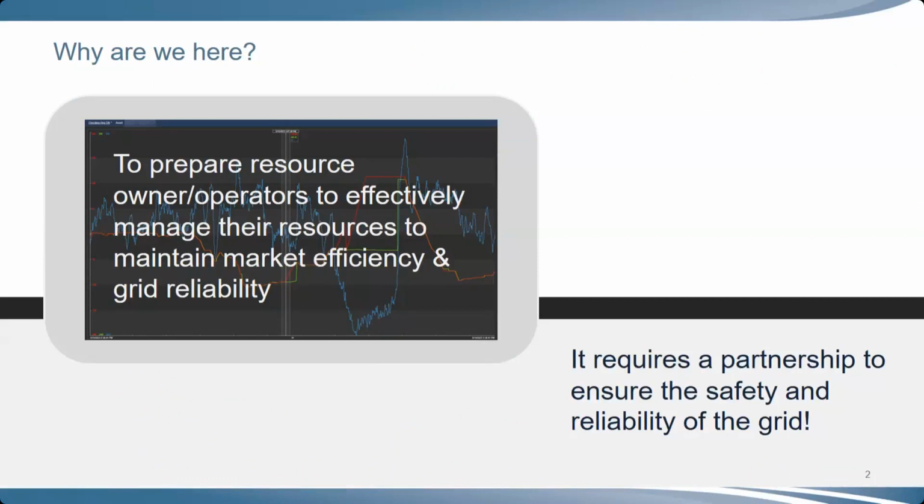So why are we here? The intention of this entire series is really to prepare resource owner operators to effectively manage their resources to maintain market efficiency and grid reliability. This is timely because we are getting close to summer, but we really wanted to take it even down a notch to just say, all right, what are some of the common issues that we find that the resource owners and operators need to understand more, and how they relate within the context of their scheduling coordinators within the industry at large, so that when we do hit the summer stressors and run into different contingency events, we have a highly prepared fleet of resource owners and operators who can respond accordingly to make sure that we're maintaining the safety and reliability of the grid.